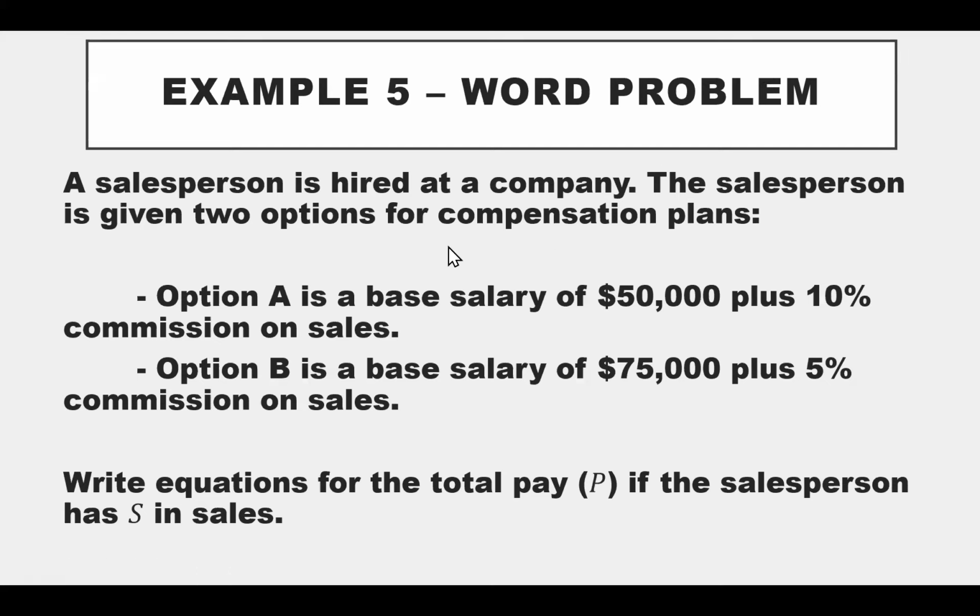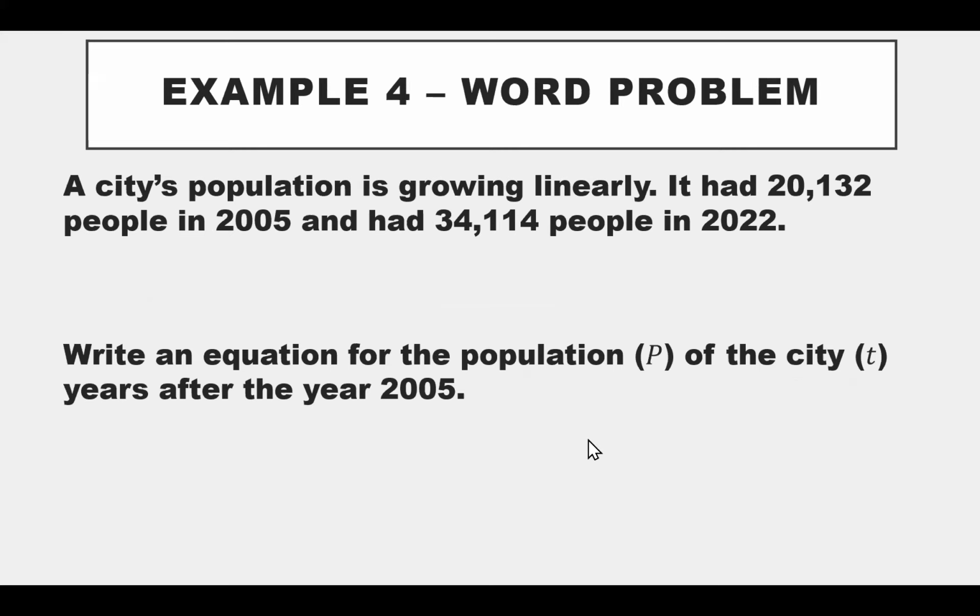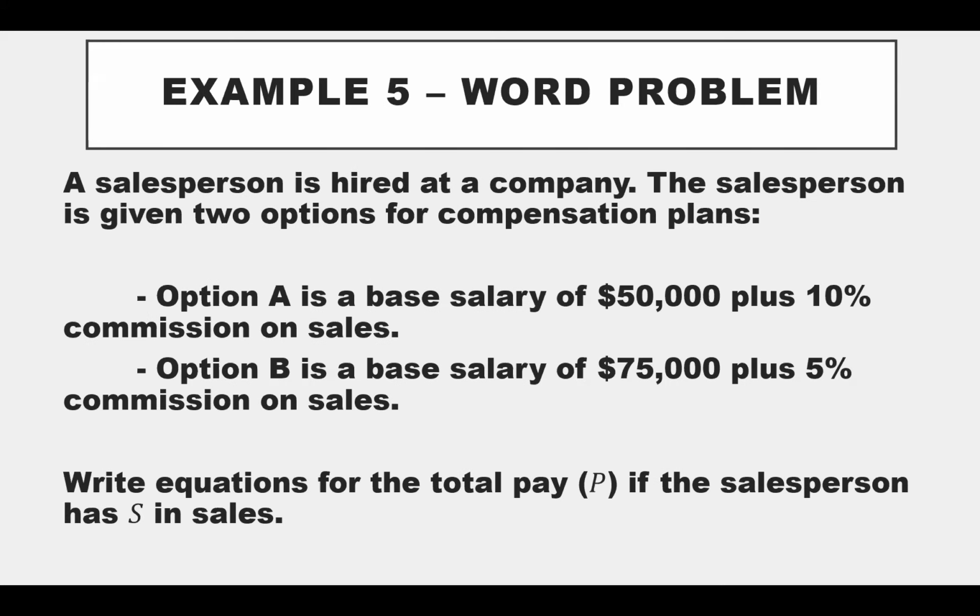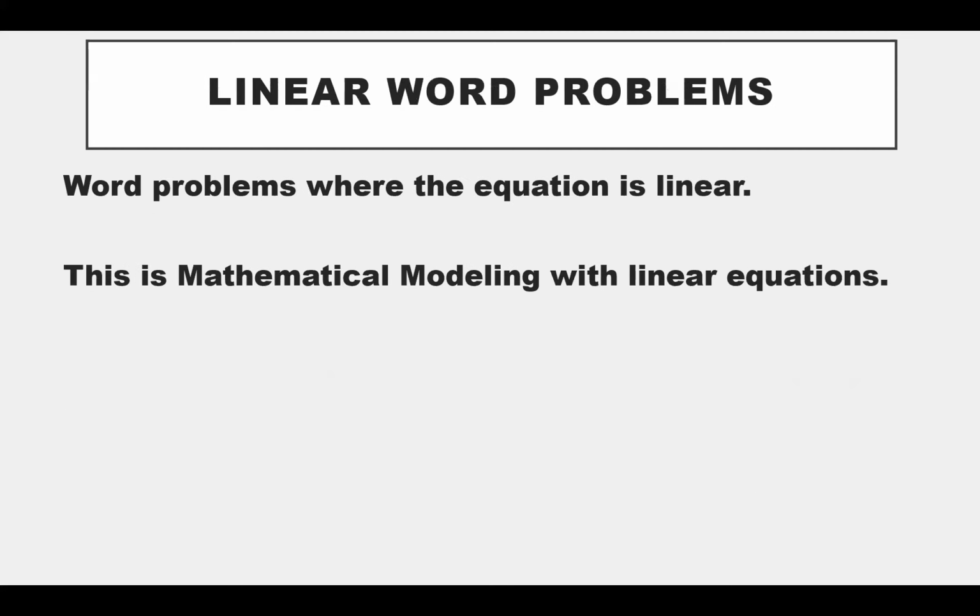In that example, we did a comparison of our two linear equations, essentially. In the previous four examples, what we did is we created a single linear equation and then used it. In example 5, we created two linear equations and then we compared at different values. So that is the case for this section. In this section, all of our word problems were ones where the equation is linear. And if you see another section called mathematical modeling with linear equations, that's exactly what we did here.